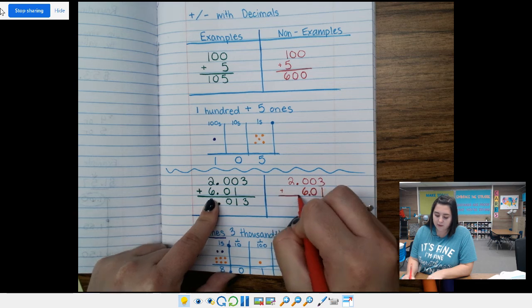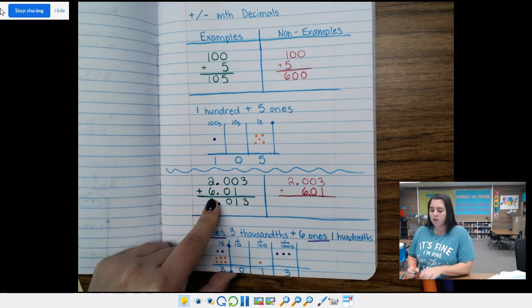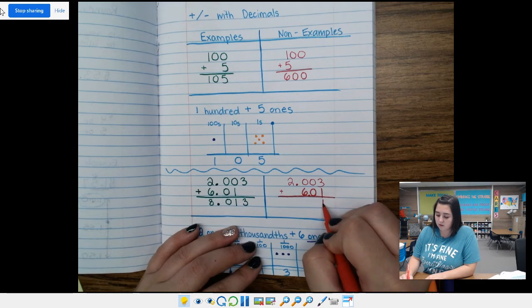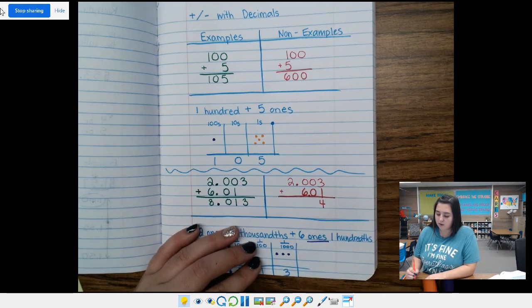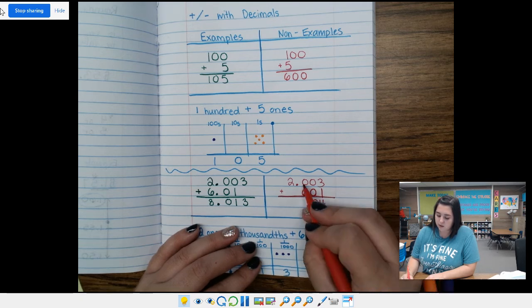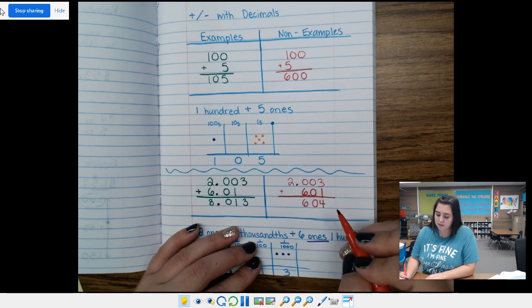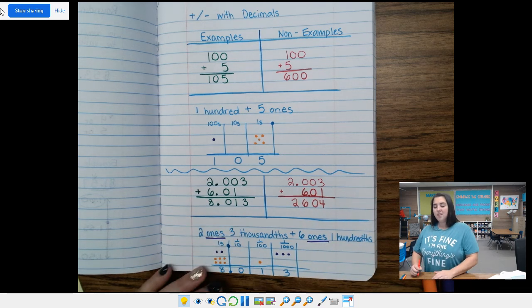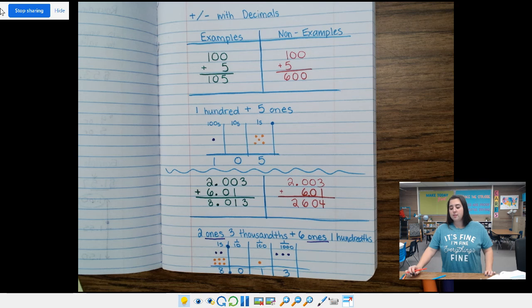When we add, we still need to add up each column. So 3 plus 1, whoops, is 4. 0 plus 0 is 0. 0 plus 6 is 6. And 2 plus nothing is 2. There's a number of things wrong with this.